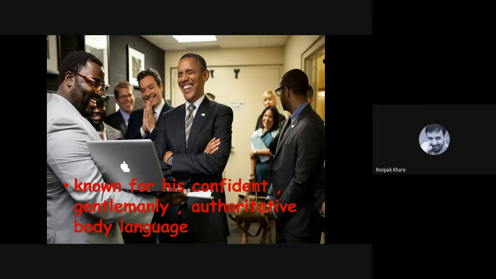Looks very gentlemanly. Look at his clothes. What do you say? Prim, proper, dressed, dashing, as you say. He looks very authoritative. He's standing right in the center on both of his feet, and he's not bent. He's not leaned. He's confident. So the body language shows that he is the one who's the center of attraction over here, right?